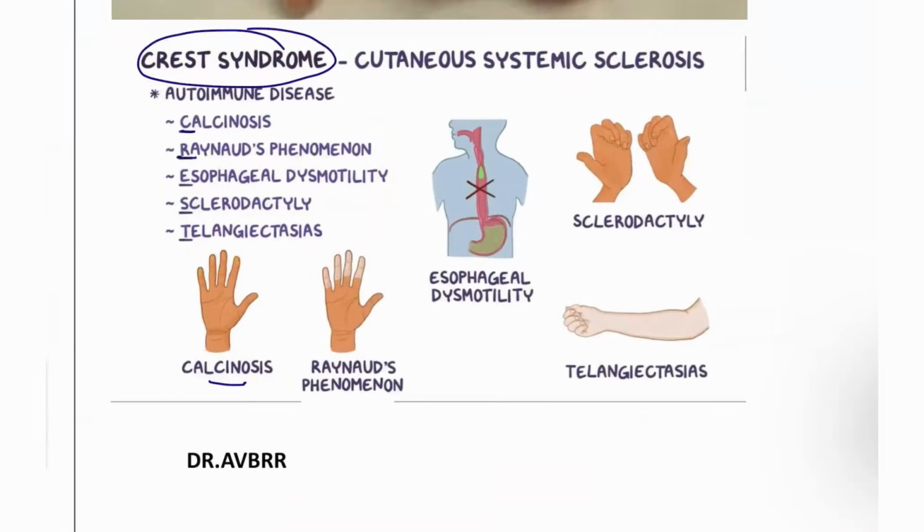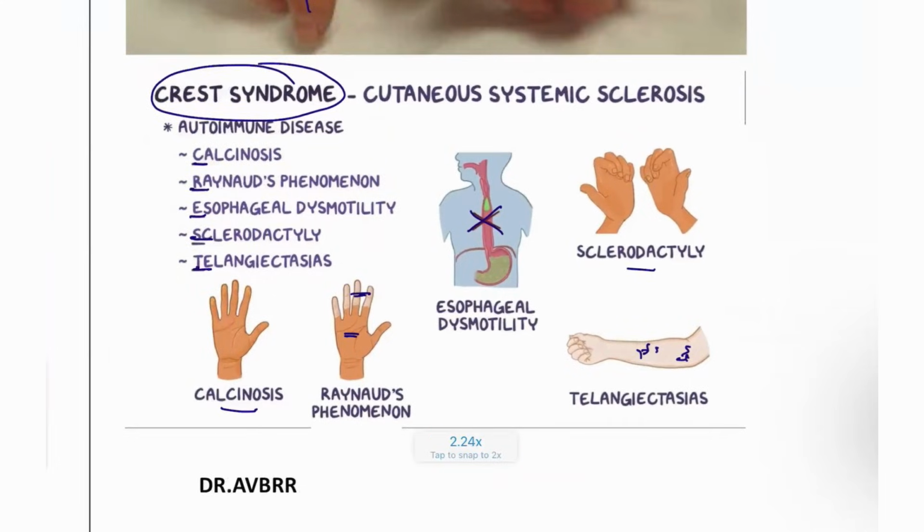Raynaud phenomenon. Raynaud phenomenon means the pallor and the circulation differentiation can be seen. And esophageal dysmotility and sclerodactyly. The fingers will be hardening, and telangiectasia. So you are going to see the blood vessels, the venous capillaries will be clearly visible. This is what CREST syndrome is.